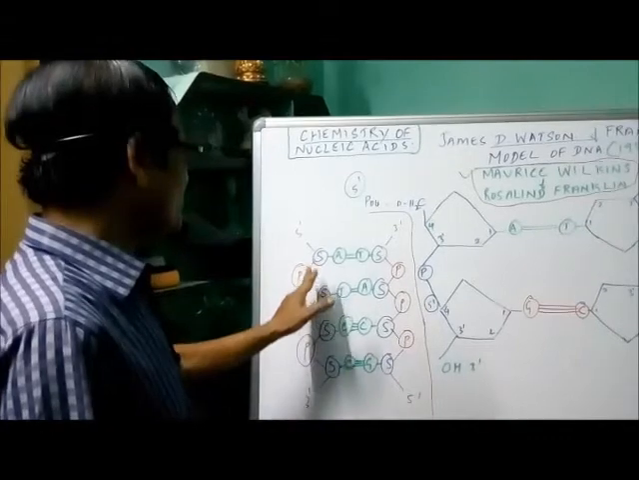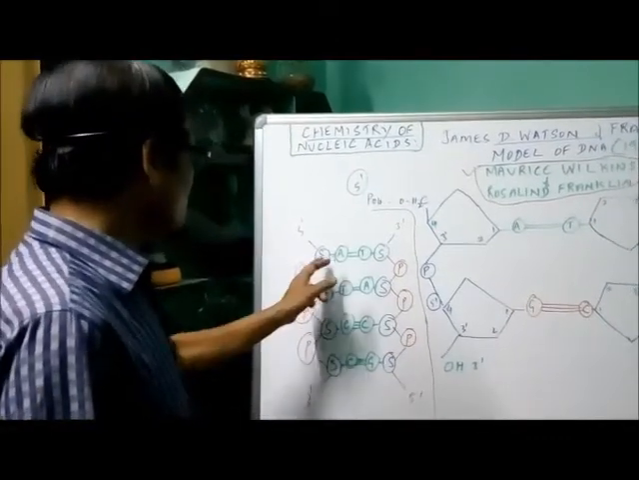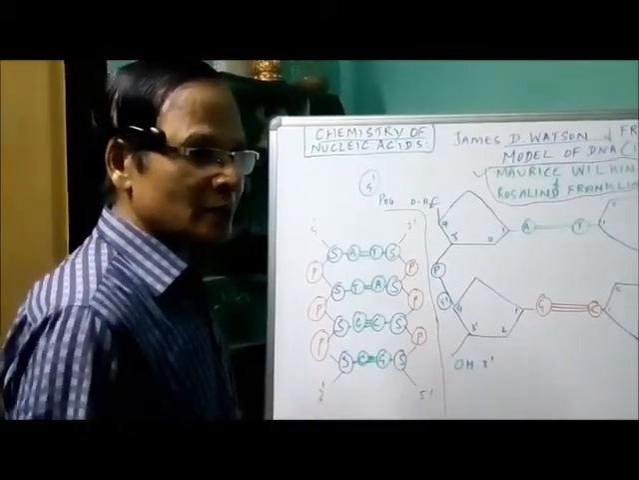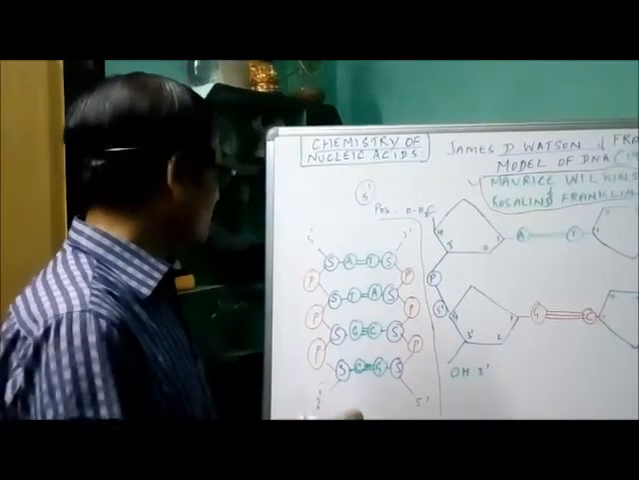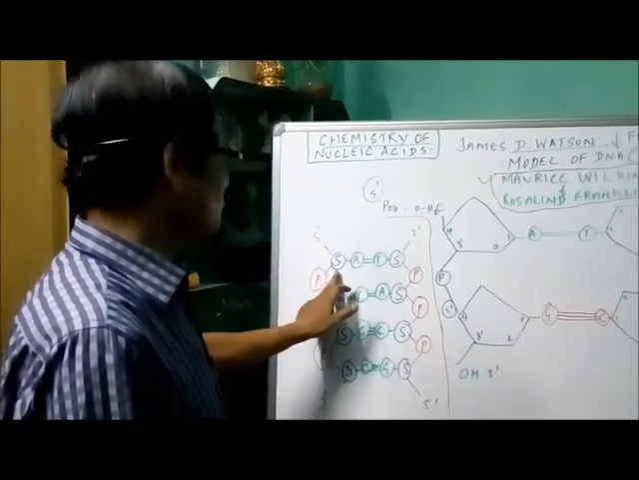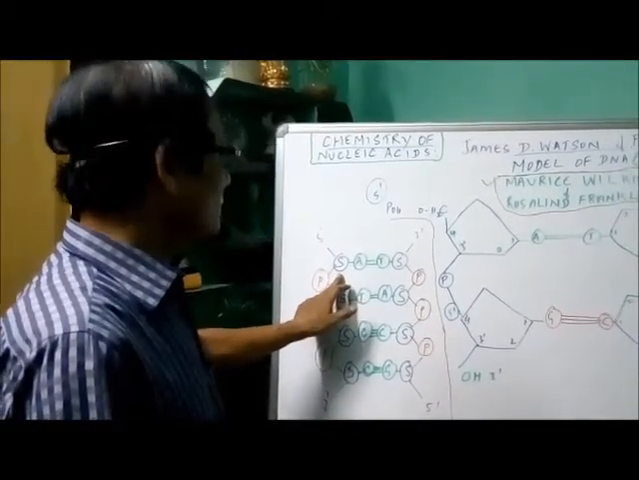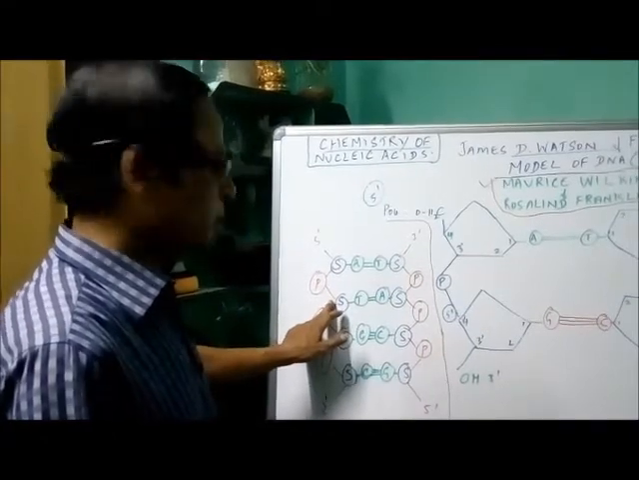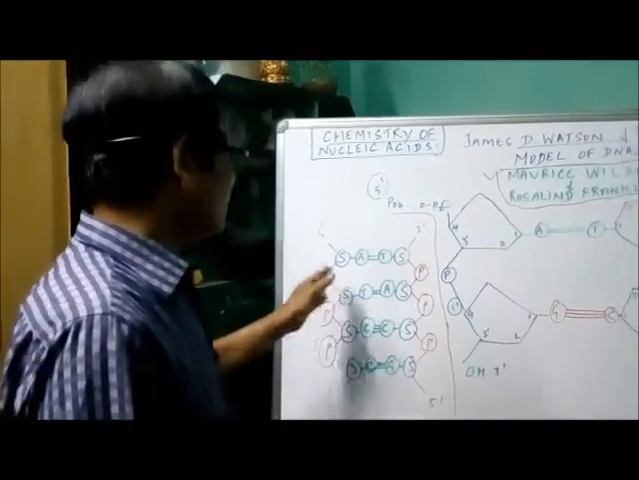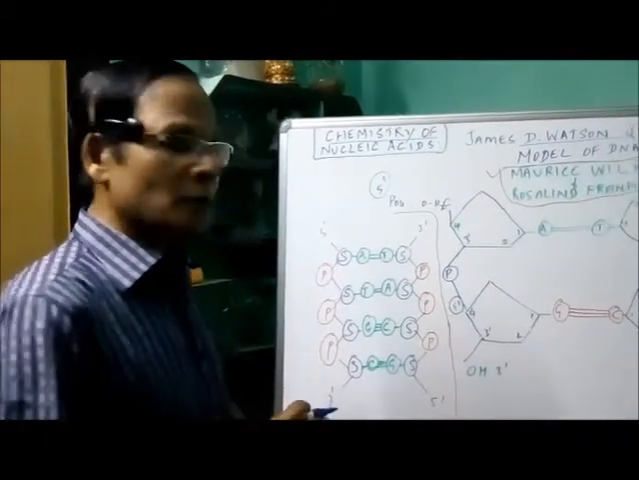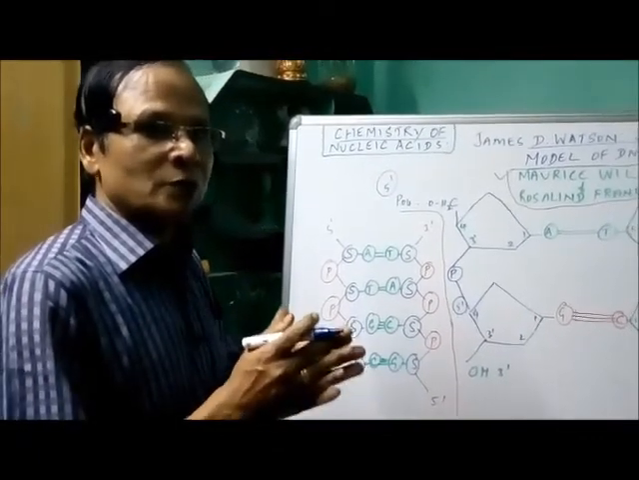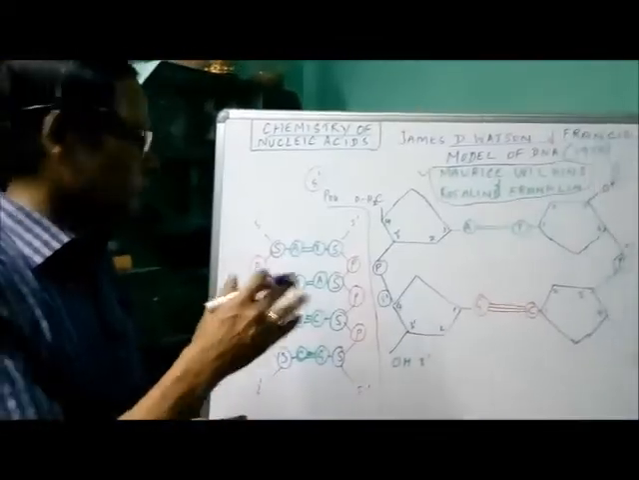Now, the backbone of each strand is formed of sugar and phosphate. These two run in a zigzag manner alternately: sugar, phosphate, sugar, phosphate, sugar, phosphate, etc. Now the phosphate is attached, you see here, to the third carbon of this sugar and the fifth carbon of this sugar through a phosphodiester bond. So the backbone sugar and phosphate run alternately, linked together by means of phosphodiester bonds, which I have seen already. I'll show it once again.